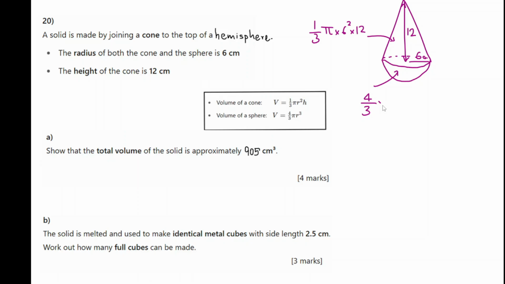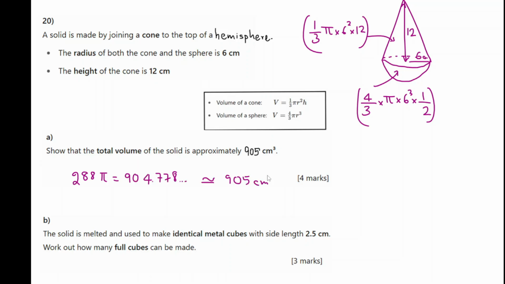Now, to get the total volume, what do I need to do? I need to add these two in my calculator. Let's see what you get. So on the calculator, I get 288 pi. When I press the SD button, that gives me 904.778... which is approximately, to the nearest whole number, 905 cubic centimeters.